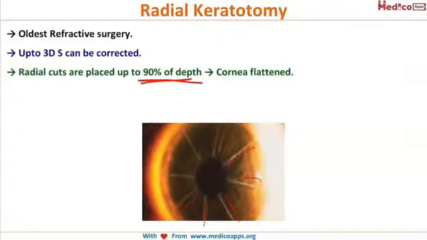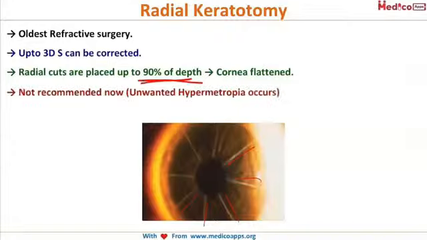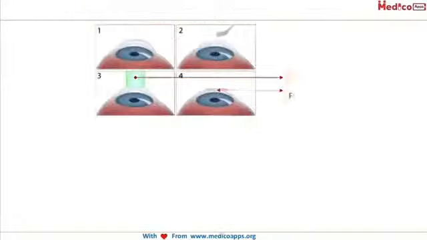What you can make out from here is you're cutting 90% of the depth of the cornea without measuring the requirement depending on the refractive error of the patient. So it results in unwanted hypermetropia, right? That is why it is not recommended now. There is excessive flattening of the cornea in this condition, so it results in unwanted hypermetropia. So this procedure is discarded now.